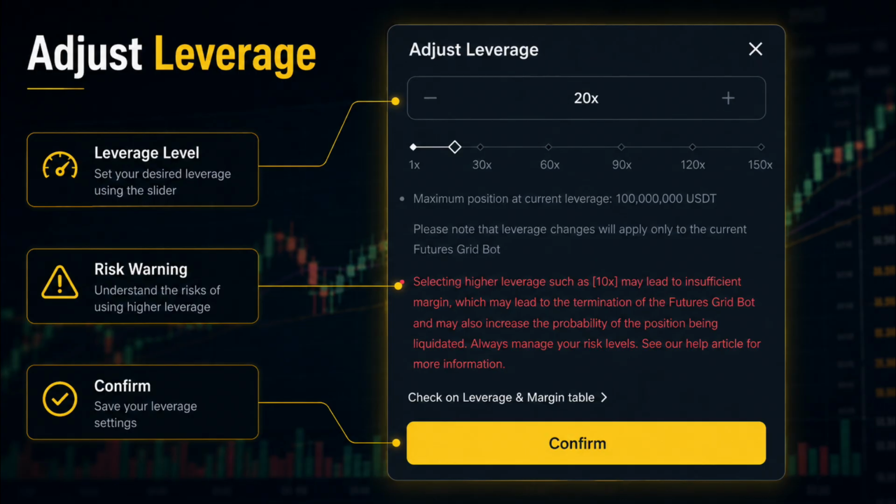A normal market move may be manageable with low leverage, but the same move can create serious stress with high leverage. In extreme cases, the bot can be terminated or the positions can be liquidated. So leverage should be chosen carefully. Higher is not automatically better.